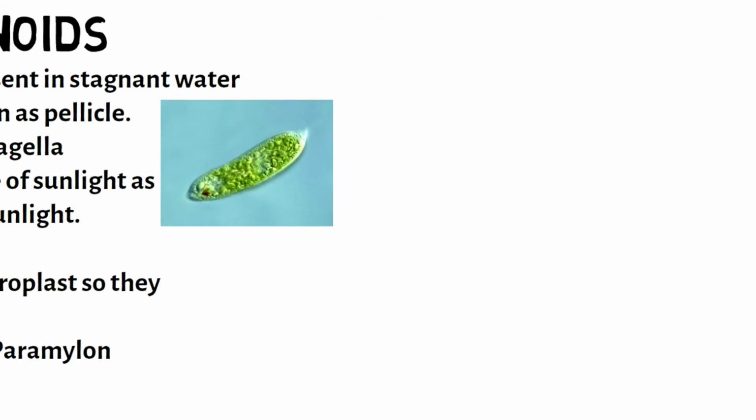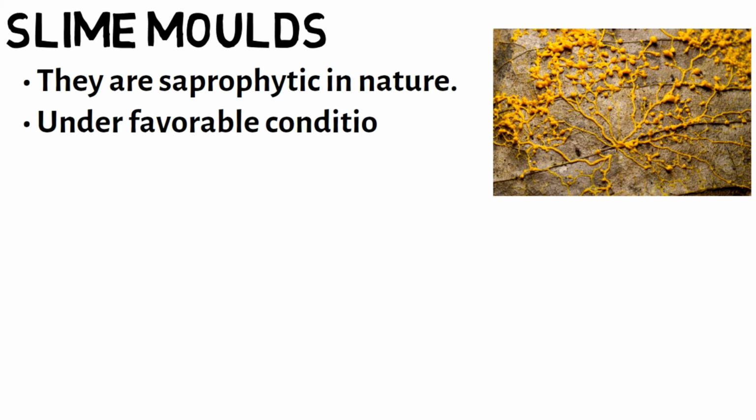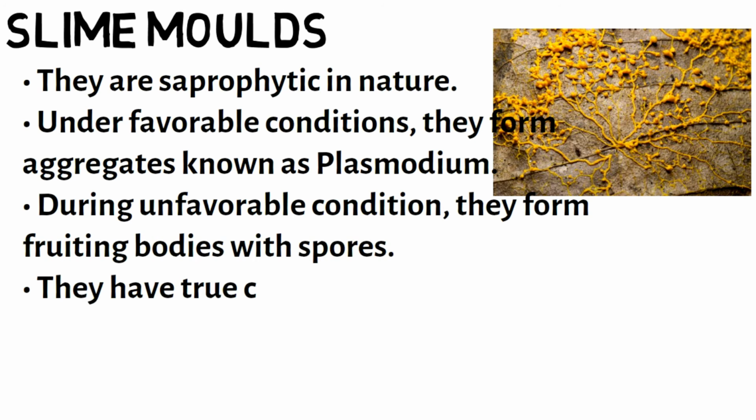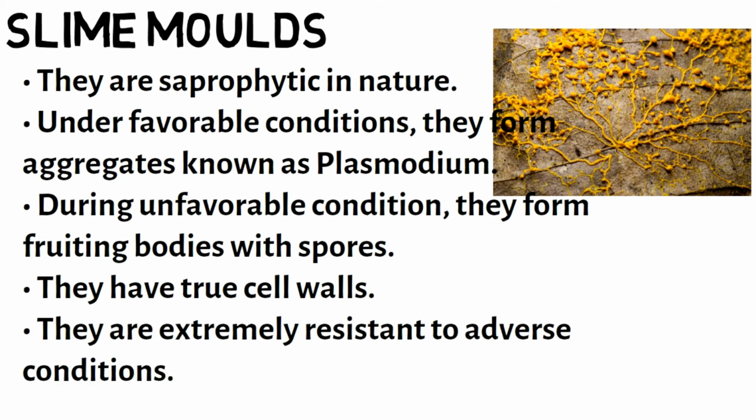4. Slime molds. They are saprophytic in nature. Under favorable conditions, they form aggregates known as plasmodium. During unfavorable conditions, they form fruiting bodies with spores. They have true cell walls. They are extremely resistant to adverse conditions.